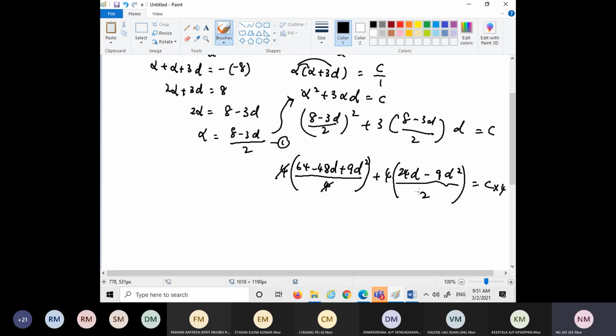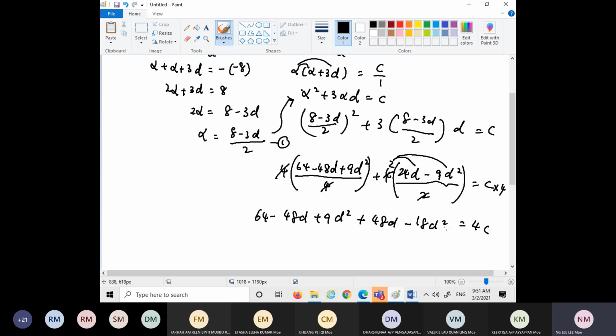Cut 2. So this one 64, 48D, 9D squared. This one times inside, 48D, 18D squared. Then here for C, they want to express C in terms of D, so C as subject.